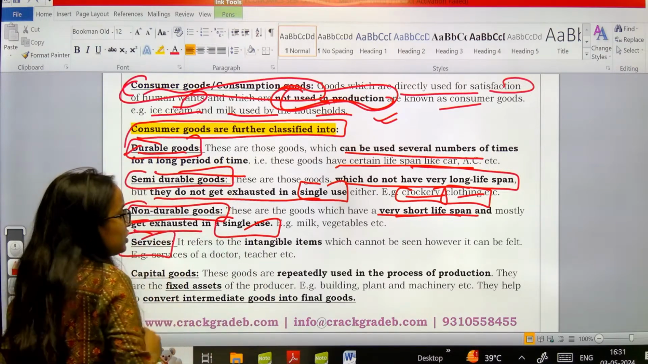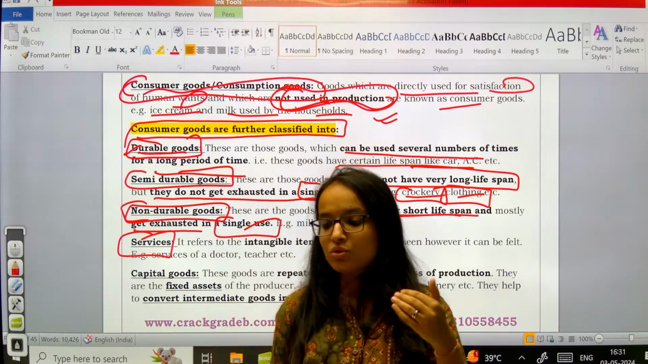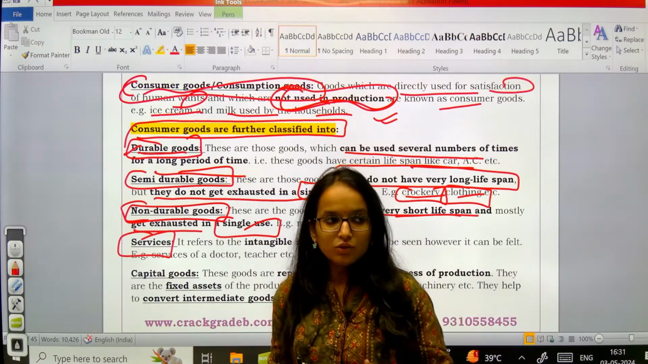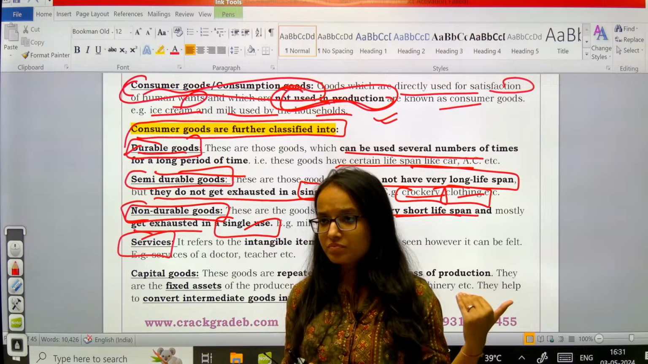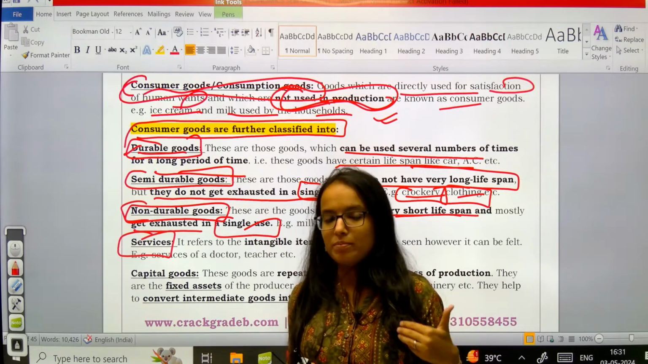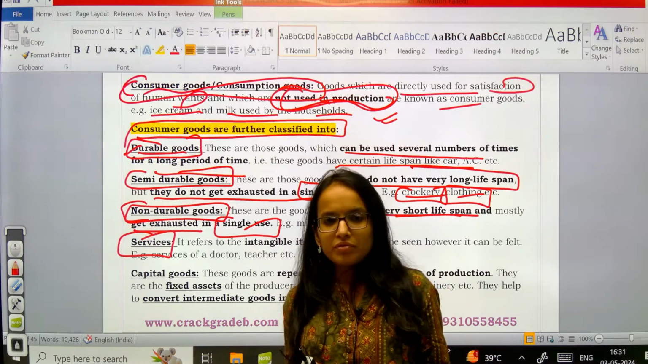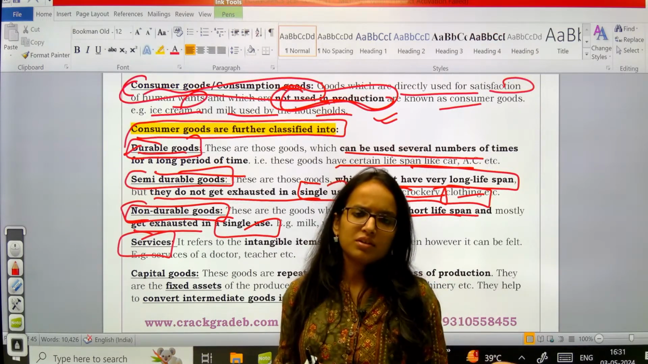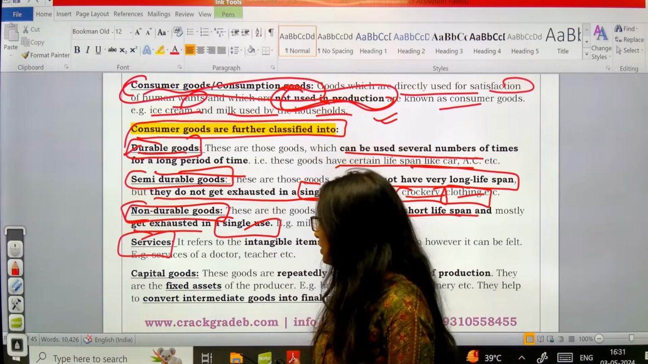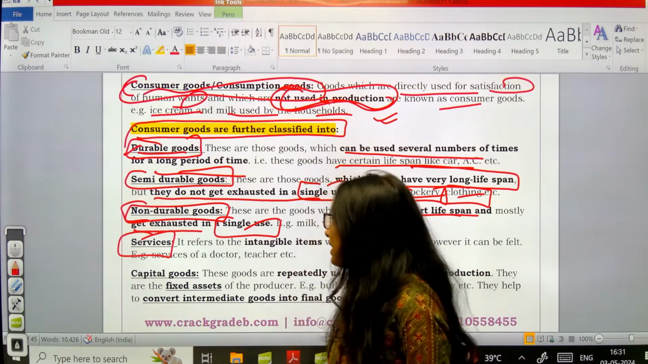Then we have the category of services. As you all know, an economy produces goods and services both, right? Only goods are not produced. What are services? Services are like hospital services or medical services. Teaching is a service. Software services. So there are a lot of services. Services are basically intangible items.